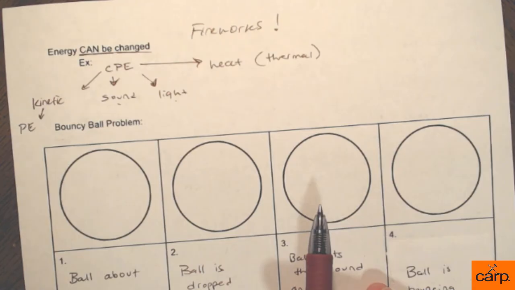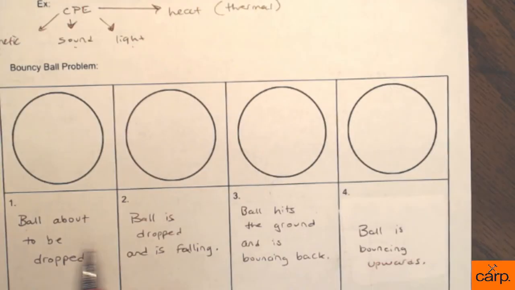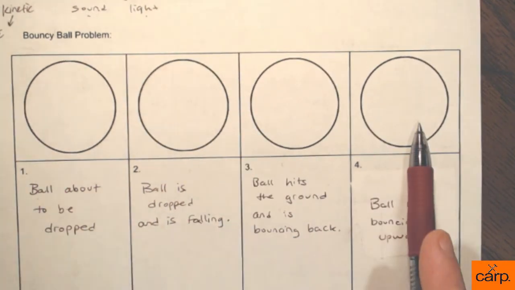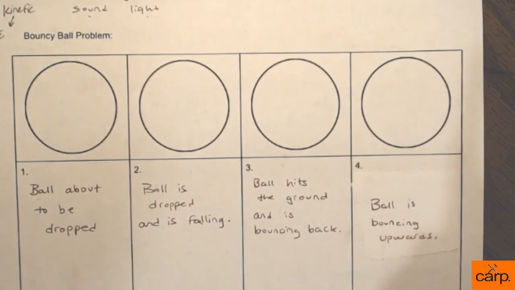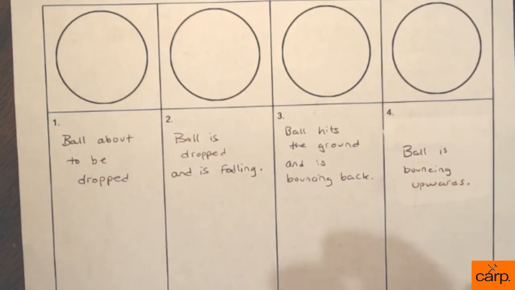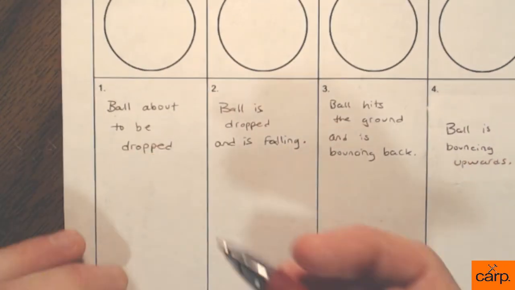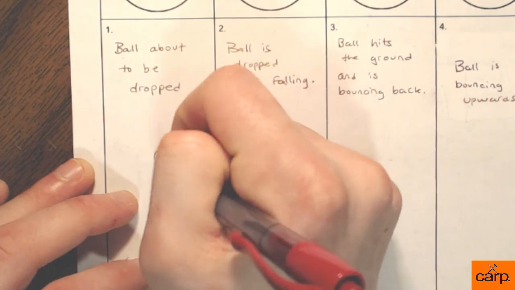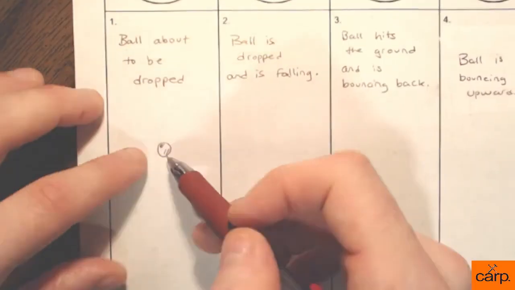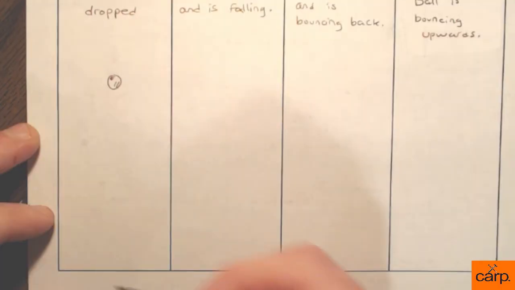All right, let's take a look. I have a problem here, a bouncy ball problem, and I got some scenarios here. So I'm going to take a look at our little pie charts here, and we're going to see what's going on with this ball that's dropping. Okay, so we have our scenario 1. Our ball is about to be dropped. So let's say we have this ball just floating in the air. It's floating. It's not falling yet. I don't have any lines showing that it's moving. So there's our ball. Here's the ground down here.